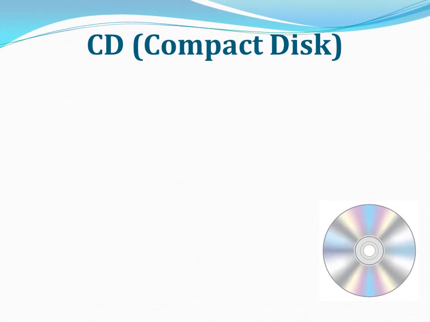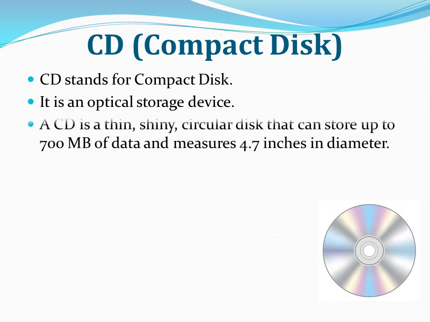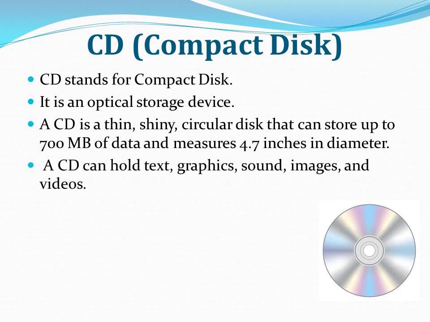Next is CD. The full form of CD is compact disc. You can see in the picture also. It is round, shiny and circular. It is an optical storage device. A CD is a thin, shiny, circular disc that can store up to 700 MB of data and measures 4.7 inches in diameter. In a CD, you can store text, graphics, sound, images and video.